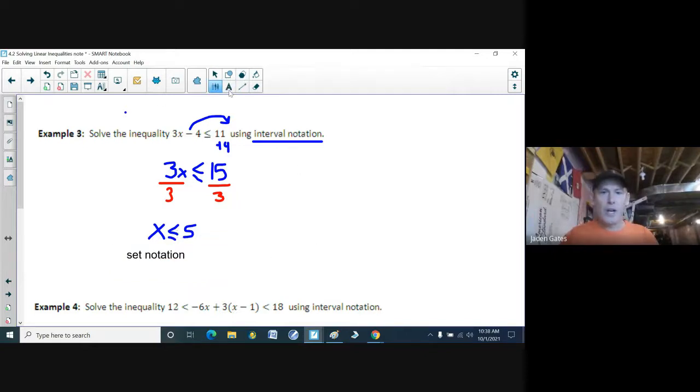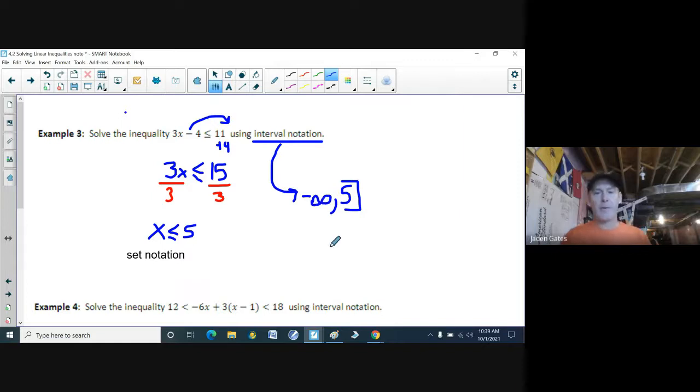And so for interval notation, that is when we use the round brackets and square brackets. And so this is saying x is less than or equal to 5. So that means our upper bound is 5. And because it's equal to, I've got a square bracket. All right, now on the lower end, it's everything. And so to say everything, that would be negative infinity. Everything left of number 5.